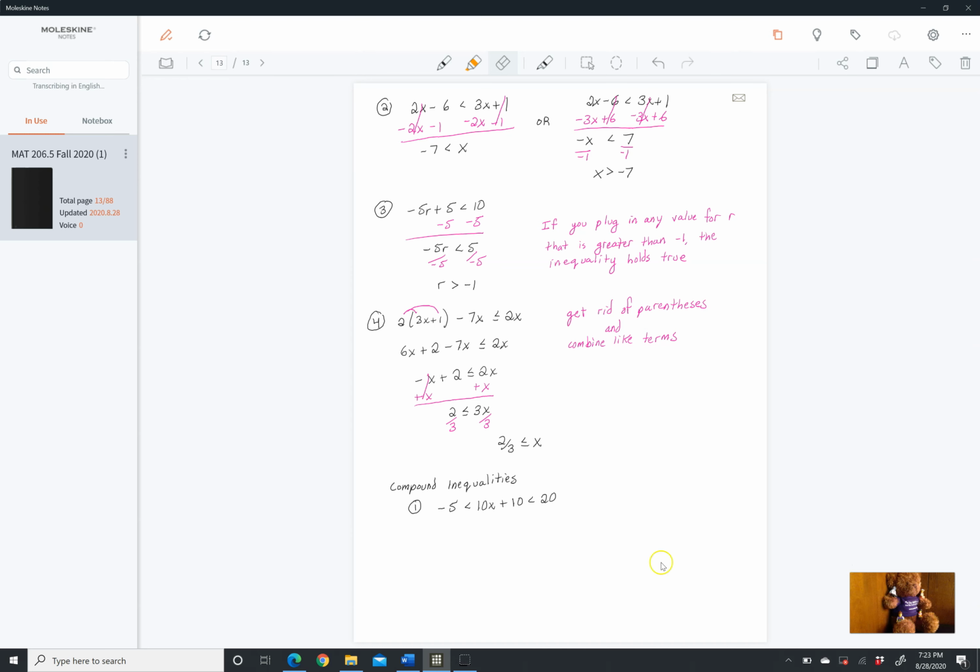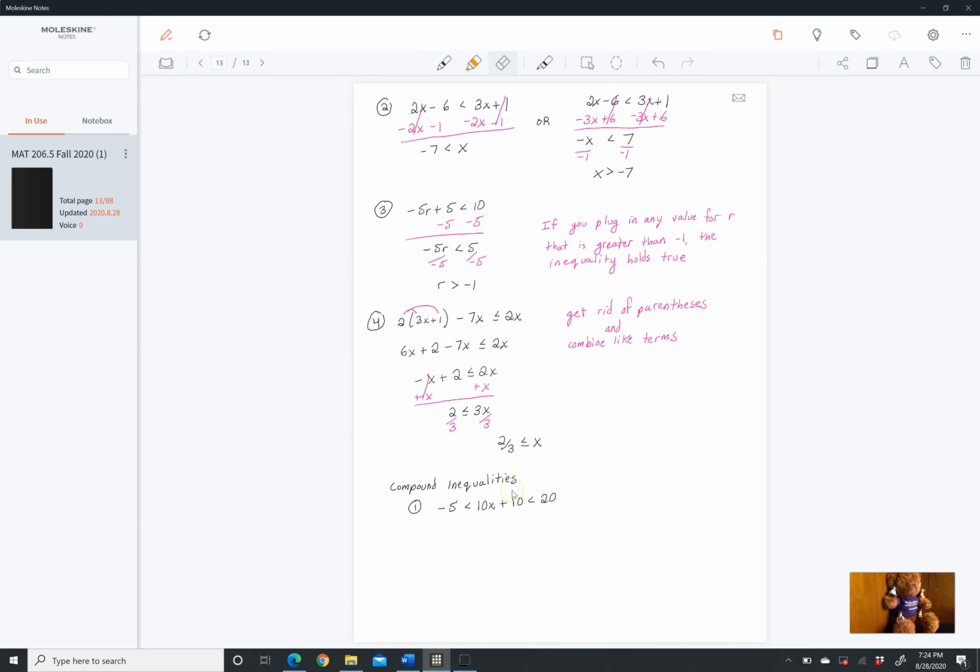And what this is saying is that the value of 10x plus 10 is somewhere between -5 and 20, right? So instead of it being every number greater than -5 or every number less than 20, it's somewhere in between there, okay? So it's a range of numbers. So this is saying up here, it can be anything that's less than 10, anything. It could be negative infinity. Here we're saying, nope, that's not true. It has to be between the 2 ends.